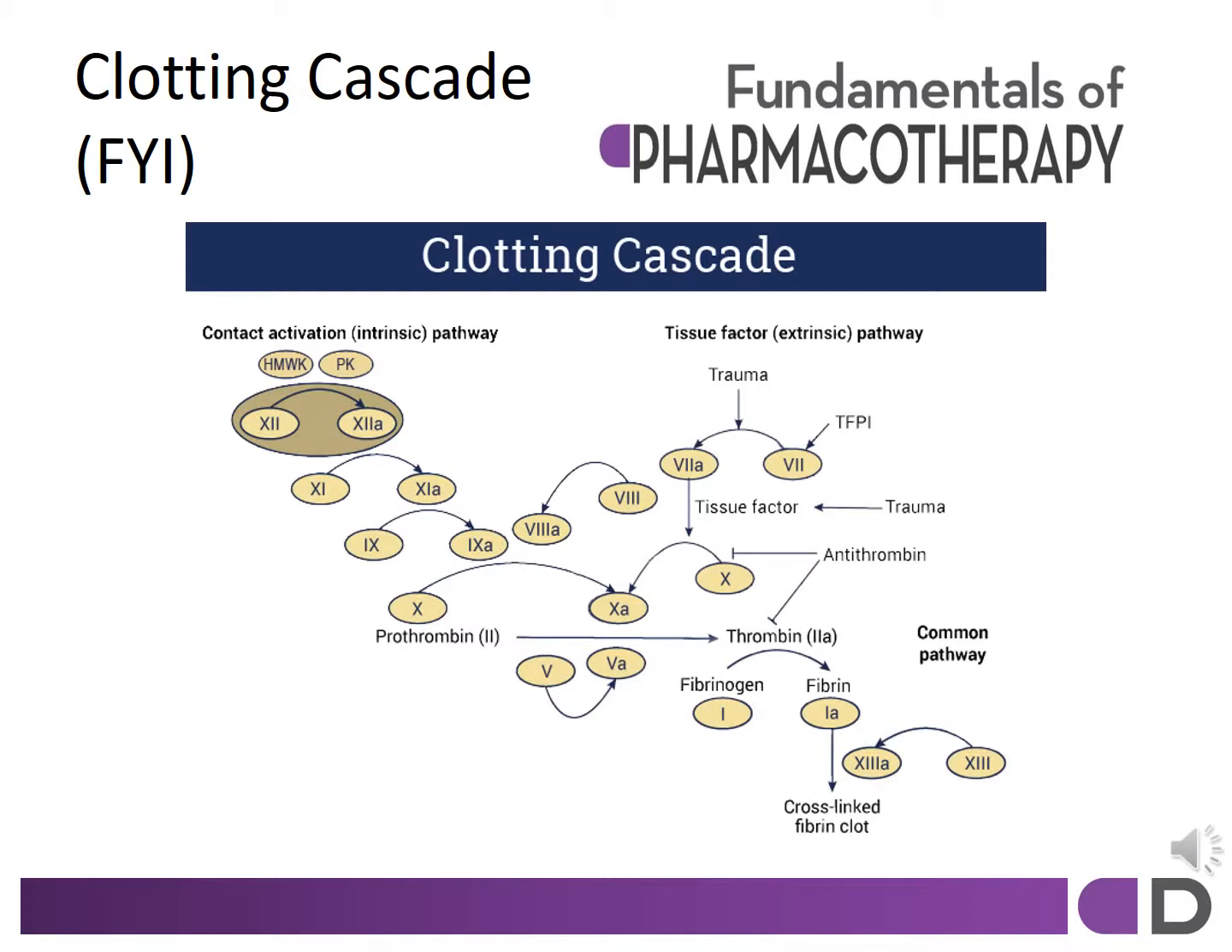This clotting cascade is natural within our body to form clots when it is helpful to our body, such as if we cut our finger and we need to stop bleeding. However, this cascade can sometimes be triggered on accident and cause clots when we don't want them. We will be reviewing several drugs that target different factors along this clotting cascade to help prevent clotting from occurring.